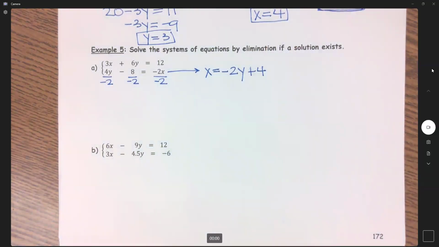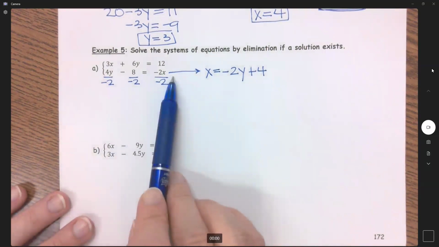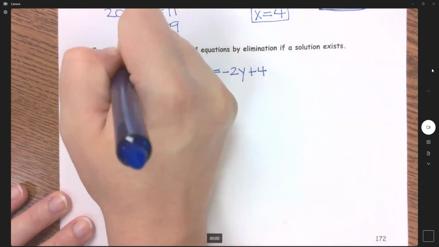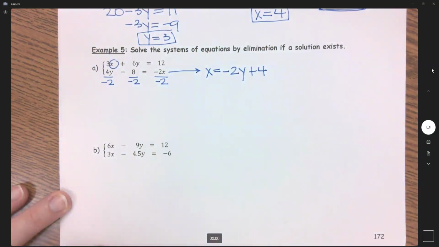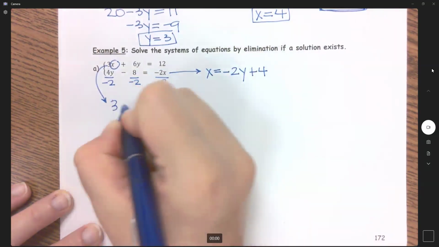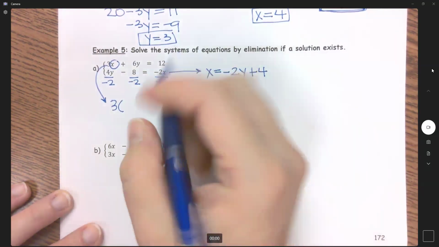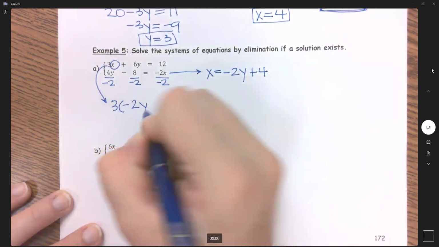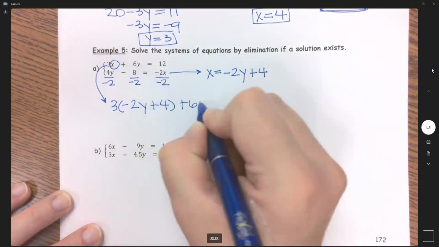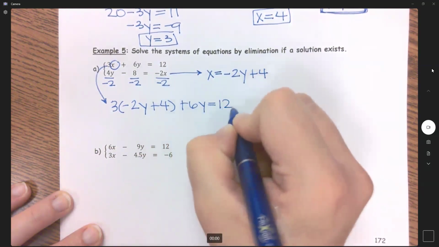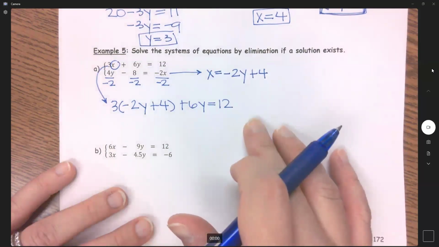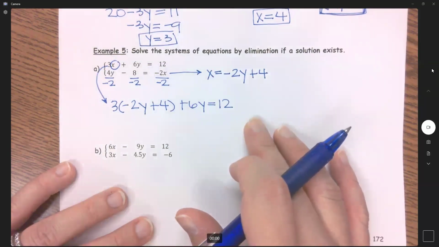Okay, because I have solved this bottom equation for x, I now need to plug it into the top equation. So I will substitute that in to this x right here. So now this equation is 3 times x, which is right here, -2y plus 4. Bring down the rest, so plus 6y equals 12. I now have an equation with only one variable. We can solve that way.